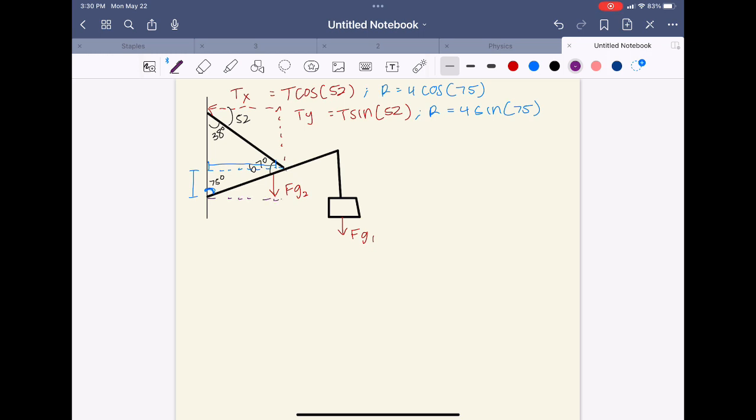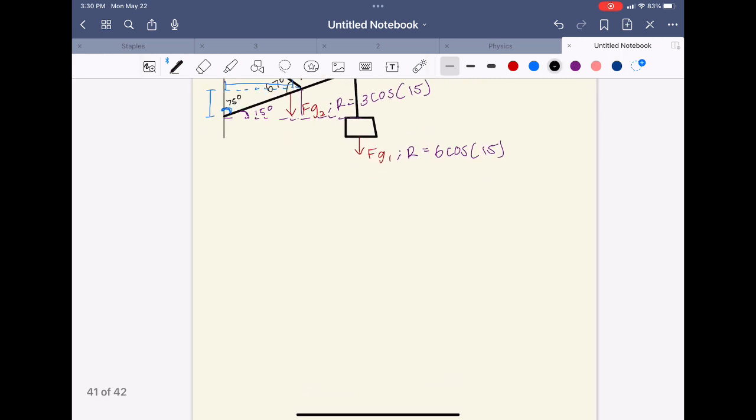And now I'm creating this bigger triangle. I'm just splitting it up into two, one for FG2 and one for FG1. And the only thing that changes for them is, one, the hypotenuse is going to be 3, that's for FG2, and for FG1 the hypotenuse is 6 since it is the entire length. This angle is going to be 15 degrees since it is a complementary angle with the 75 degrees. So the radius for the 85 kilogram block is 6 cosine 15, and then the radius for FG2 is going to be 3 cosine 15.